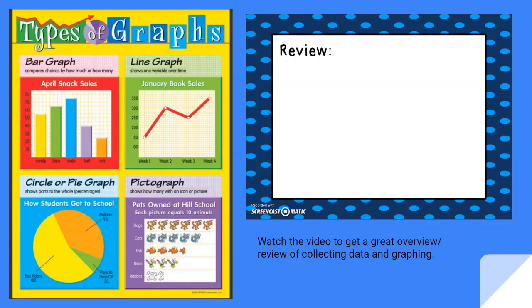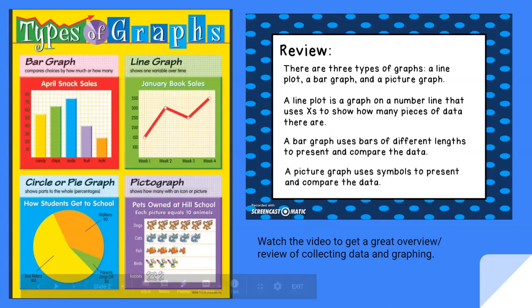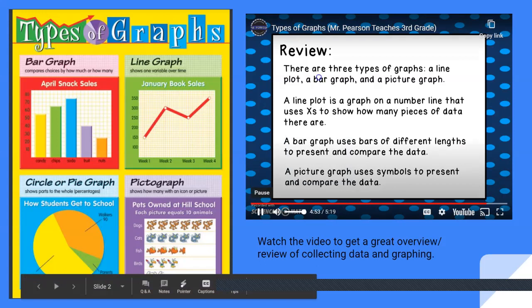All right, let's review very quickly. There are 3 types of graphs that we looked at. A line plot. Remember, a line plot graphs data on a number line. A bar graph is one that uses bars, and a picture graph. A line plot is a graph on a number line that uses x's to show how many pieces of data there are. A bar graph uses bars of different lengths to represent and compare the data. And a picture graph uses symbols to represent and compare the data.